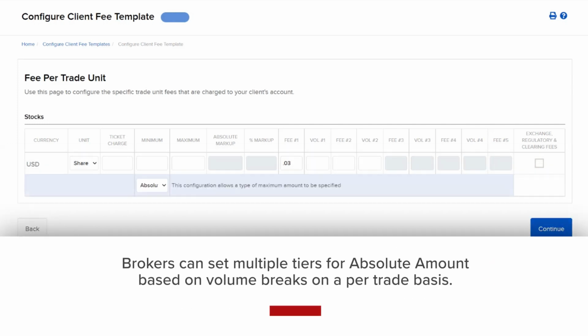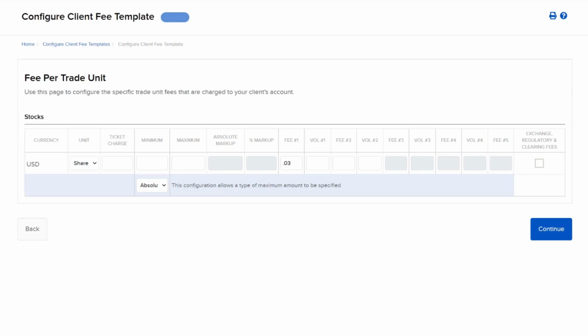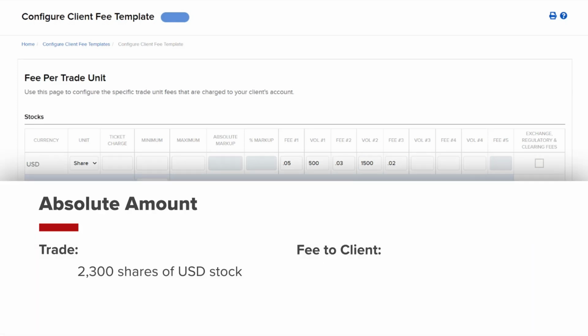As mentioned earlier, brokers can set multiple tiers for absolute amounts based on volume breaks on a per trade basis using the other fee and volume columns. For example, a broker would like to charge the client a total of 5 cents per share for up to 500 shares, 3 cents per share for the next 1,000 shares, up to 1,500 shares, and 2 cents per share above 1,500 shares. Say the client placed a trade for 2,300 shares. Their fee would be calculated as follows.